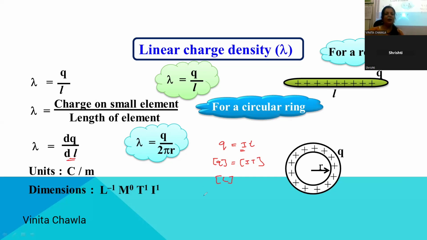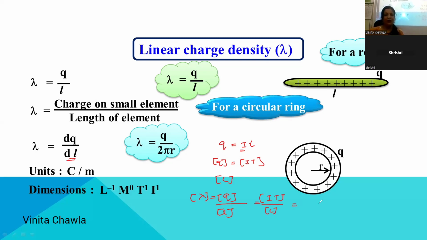Now because lambda is charge per length, to find the dimensions of lambda we will write dimensions of charge divided by dimensions of length. The dimension of charge is I T, and that of length is L.